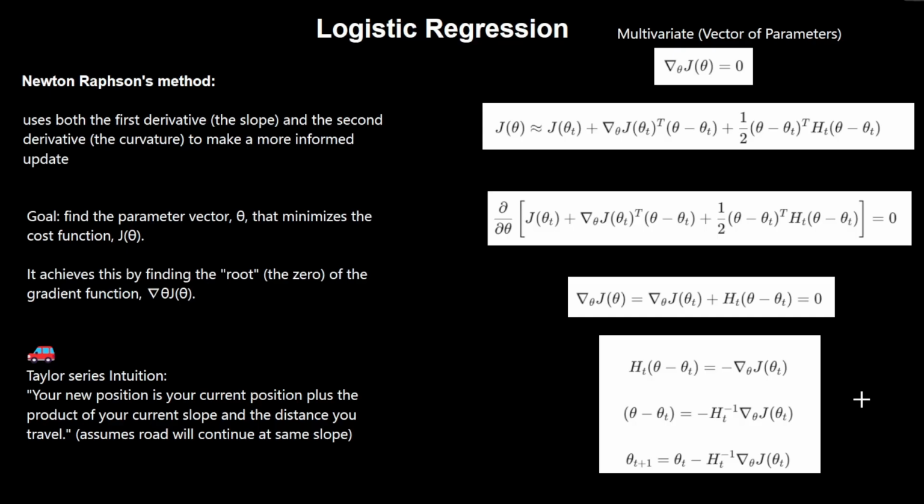The next term is the inverse of the Hessian matrix. As I already said, the Hessian matrix has the second partial derivatives of the cost function as its elements. Taking the inverse transforms this information into a scaling factor. What do I mean by that? It tells us how far to move.